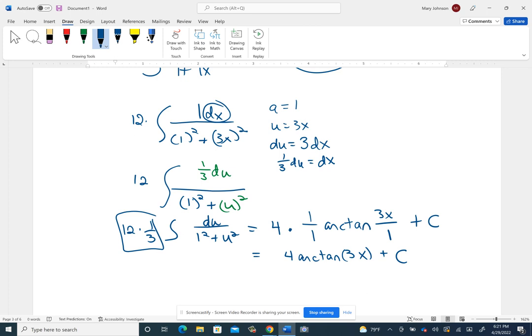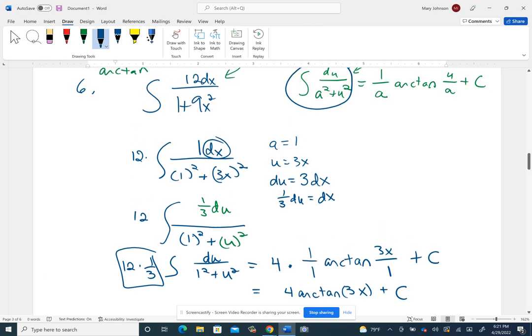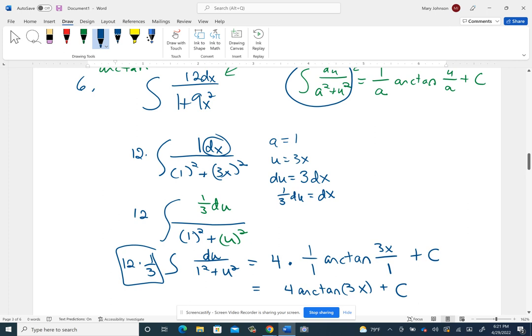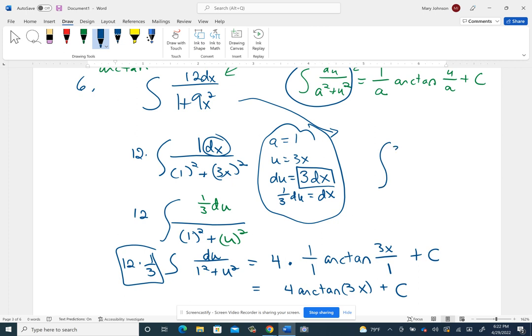Some of you might have waited on this one and dealt with changing from the dx to du slightly differently. Like what we could do is do all of this first and notice that we need 3 dx. And so we could have left the 3 on the dx and only pulled the 4 out because of it originally being a 12, and then had our 1 squared plus 3x squared, like that. Okay, so we could have done that instead, and then this would become the du, and we'd have the 1 squared plus u squared, and we'd go from there. Okay, so just a quick comment about that.